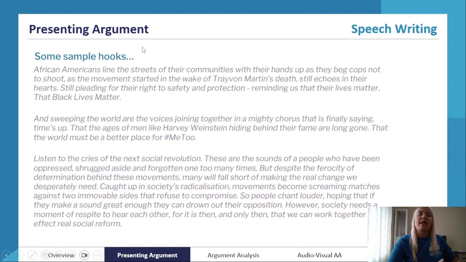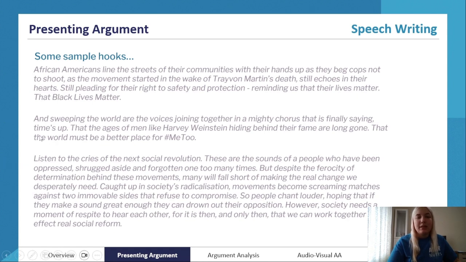So, what's engaging about this hook? We see the repetition, reminding that their lives matter, that Black lives matter. Engaging repetition, made use of short sentence structure to add an emphasis as well. We don't want to see long, convoluted sentences in an oral too often because that's very disengaging as well. And then, of course, this violent imagery with negative connotations. They beg cops not to shoot. Still echoes in their hearts. That's really emotive language. So this makes for a great hook as well.